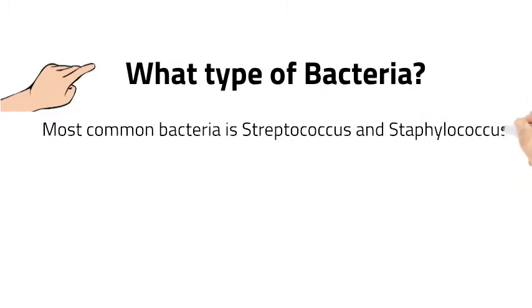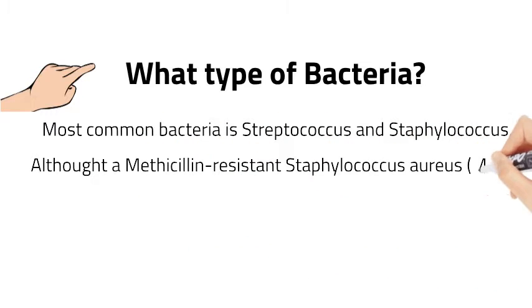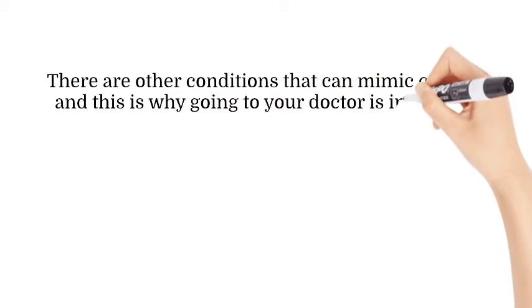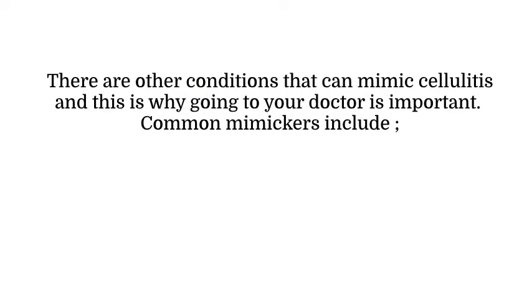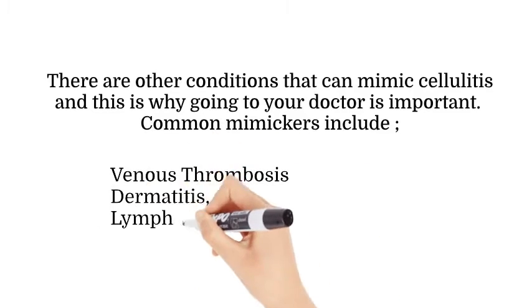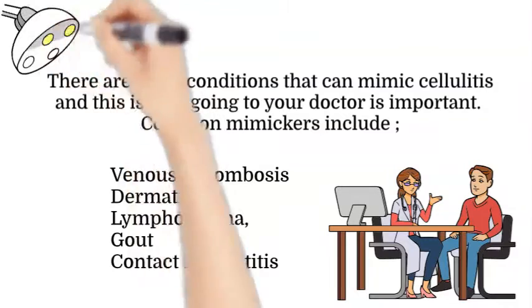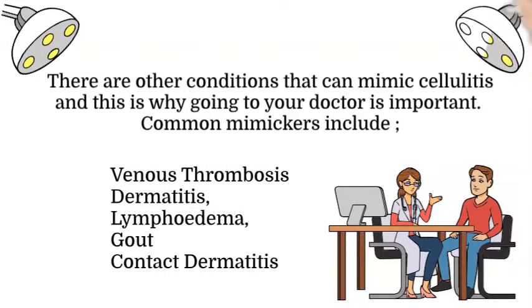Okay, so what sort of bacteria am I talking about? Well, the most common bacteria are Streptococcus and Staphylococcus, although methicillin-resistant Staphylococcus aureus, also known as MRSA, is increasing. There are other conditions that can mimic cellulitis, and this is why going to your doctor is important. Common mimickers include a venous thrombosis, which is also called a DVT, dermatitis, lymphedema, gout, or contact dermatitis.